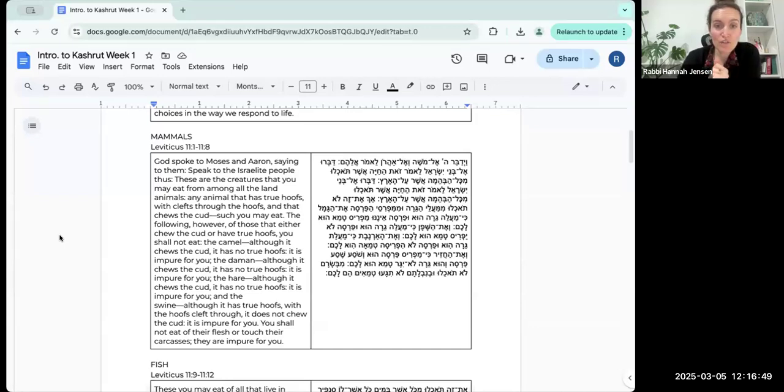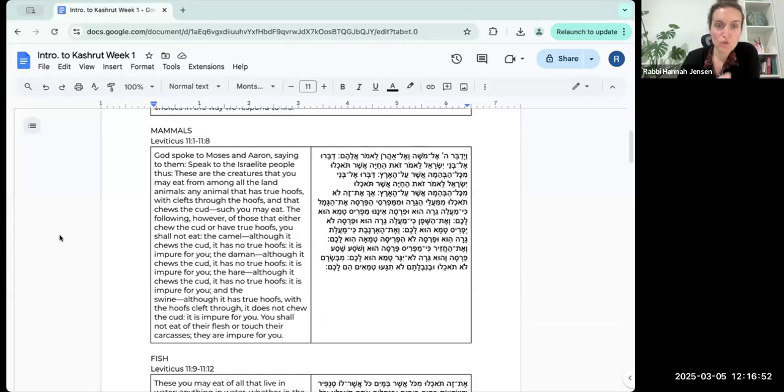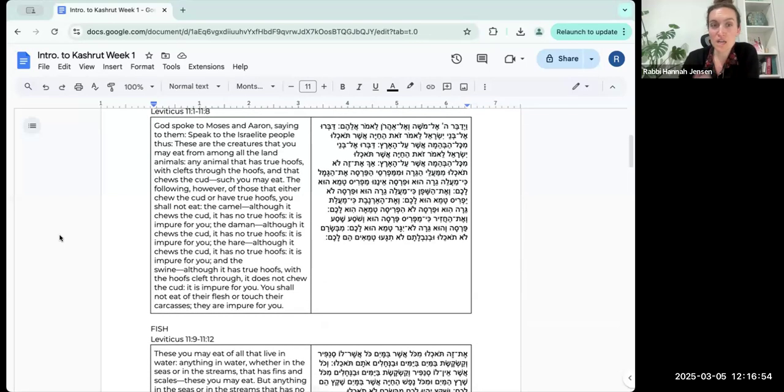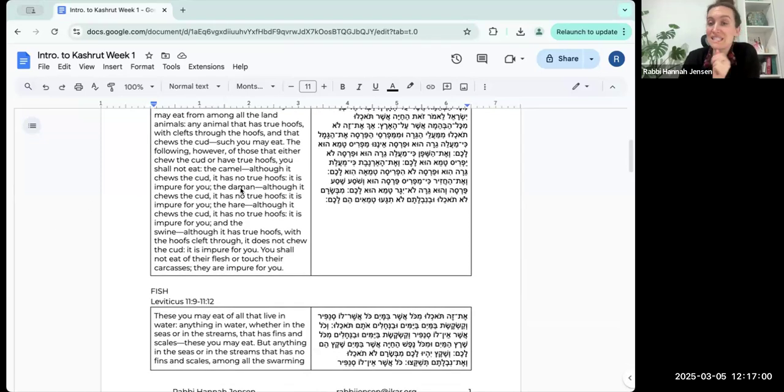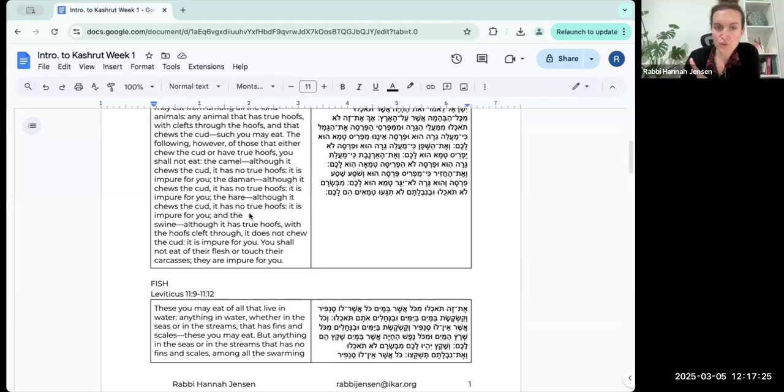The following, however, of those that either chew the cud or have true hooves, you cannot eat. The camel, because it chews its cud but does not have true hooves or cleft hooves, is impure for you. The daman, which is also known as the hyrax, is kind of like a badger. It's a small furry animal that looks in some ways like a big guinea pig. I was down a deep rabbit hole of mammals this week. Okay. Although it chews its cud, it does not have true hooves. The hare, although it chews its cud, does not have true hooves.